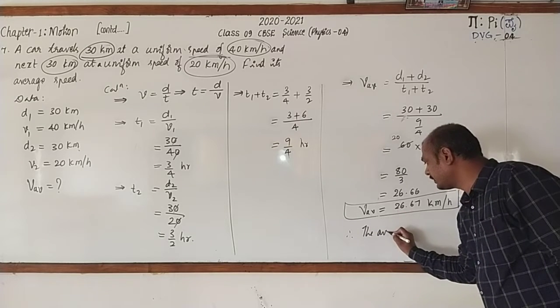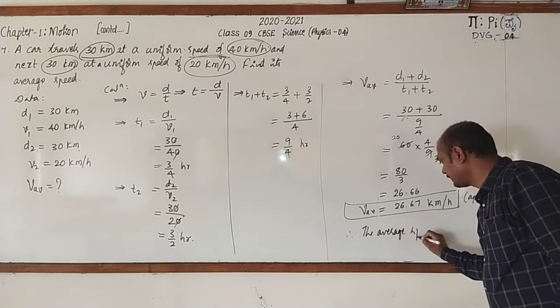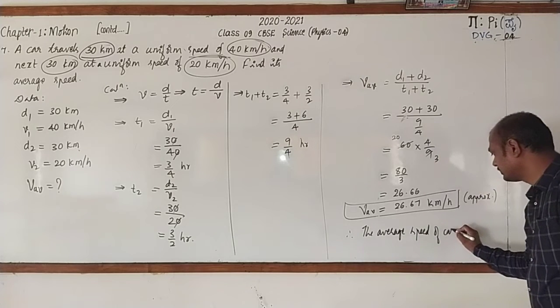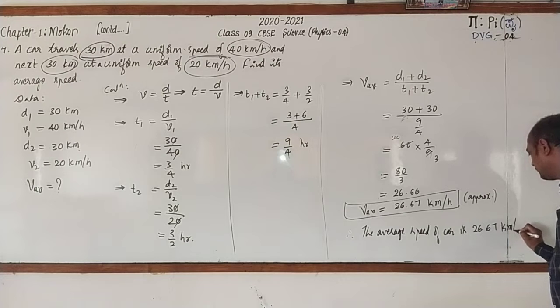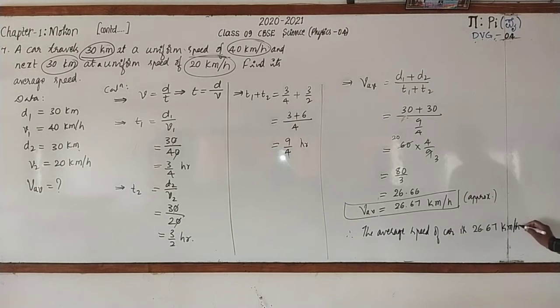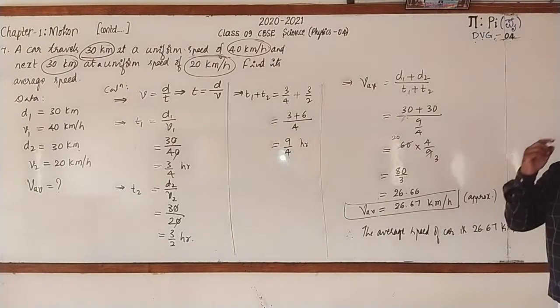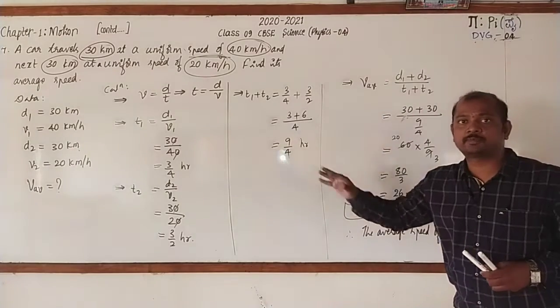Therefore, the average speed of the car is 26.67 kilometer per hour. Okay? I hope that you have understood. Please do practice this problem also.